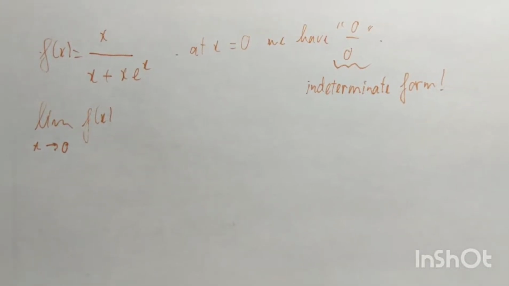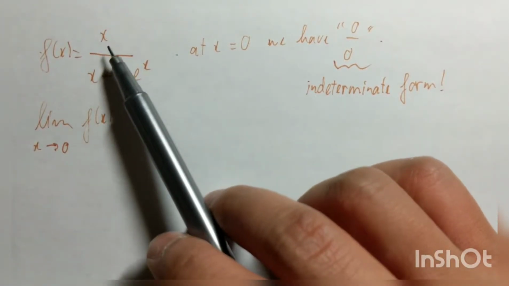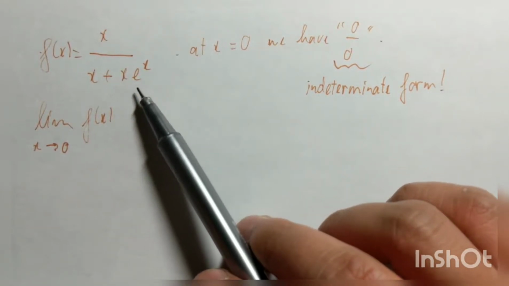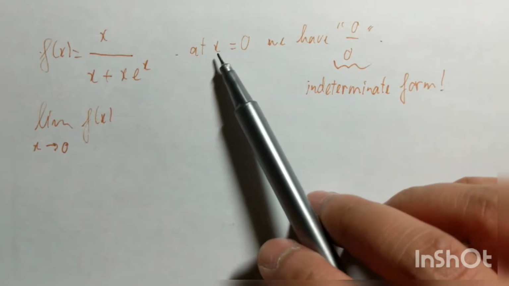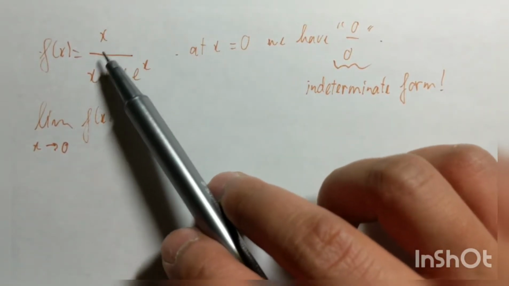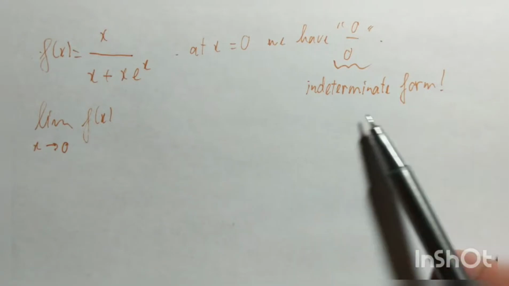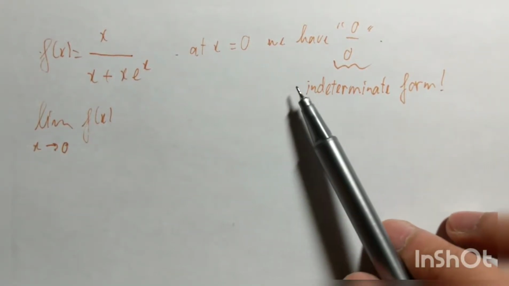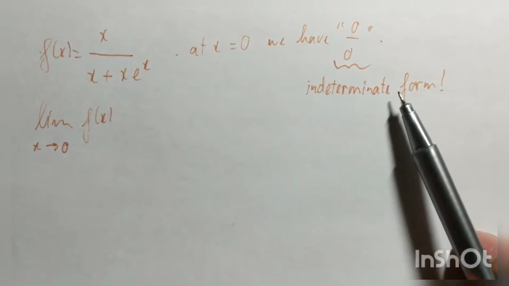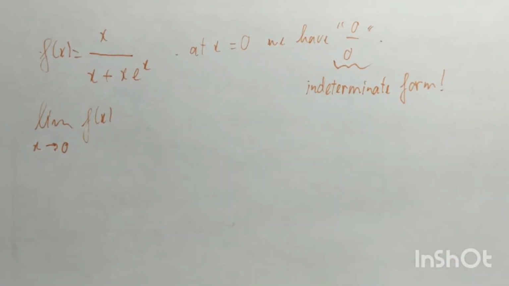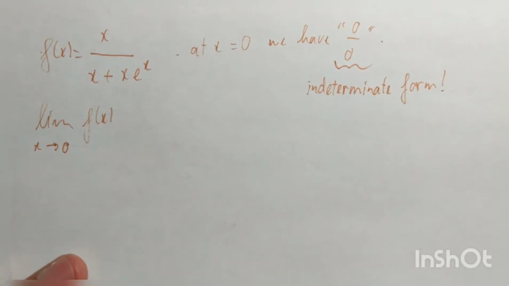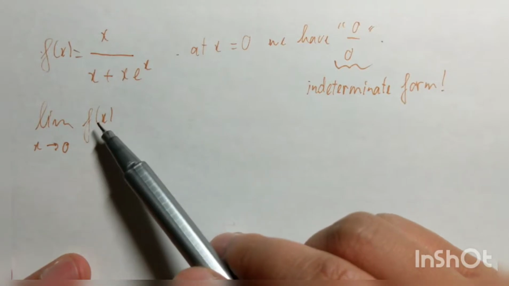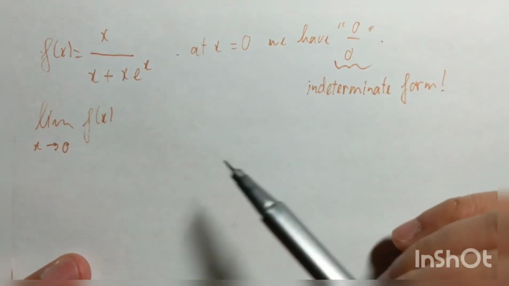So you see the function that we are dealing with is f(x) equals the ratio of x and x plus x times e to the x. Notice that at x equals 0, we have 0 divided by 0, right? So that is called an indeterminate form. There are other indeterminate forms as well. Here we are considering one of the most common cases that you will encounter. Here we want to find the limit as x goes to 0 of f(x), and f(x) is described as above.